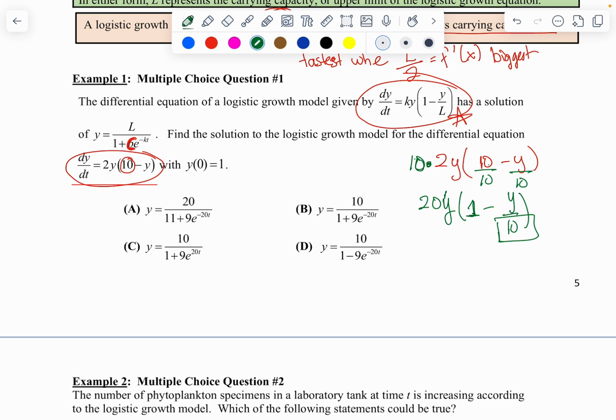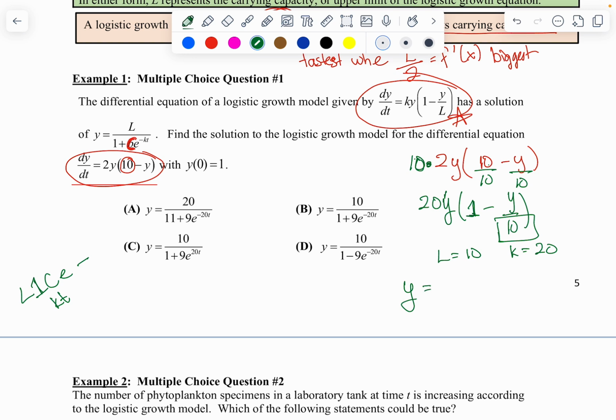Now I know what my carrying capacity is, and that's going to be a 10. So L is 10 and K is 20. And once you figure out your L and your K, you do have your general solution. And our general solution, because we have to remember L over 1 plus C e to the minus KT, okay? I'm going to write this out. My general solution is going to look like this.